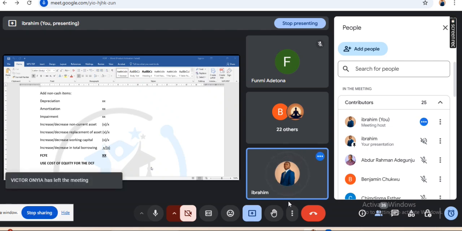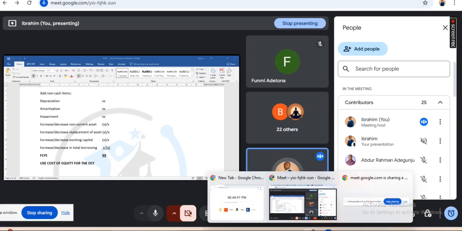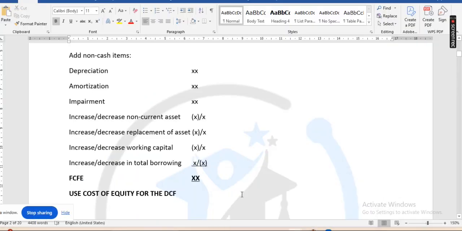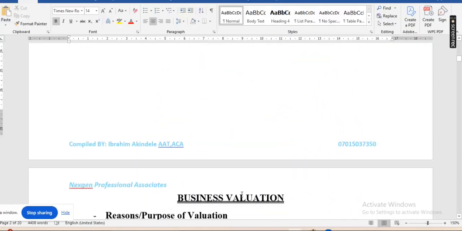You use the cost of equity to get the current value of equity, and this is what we explained in our previous lecture, which is yesterday. Now we're looking at this question.